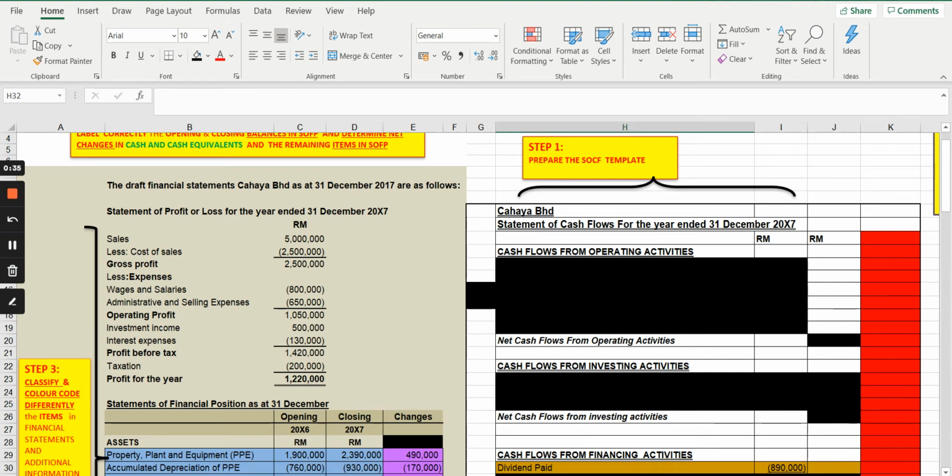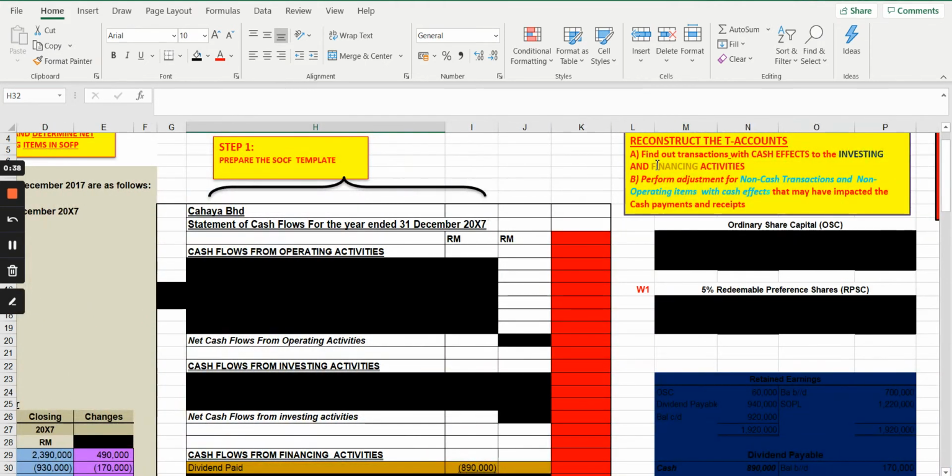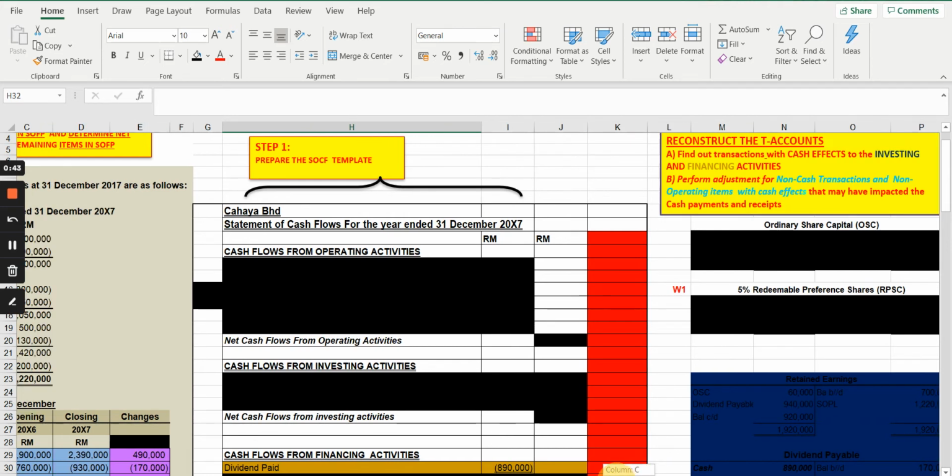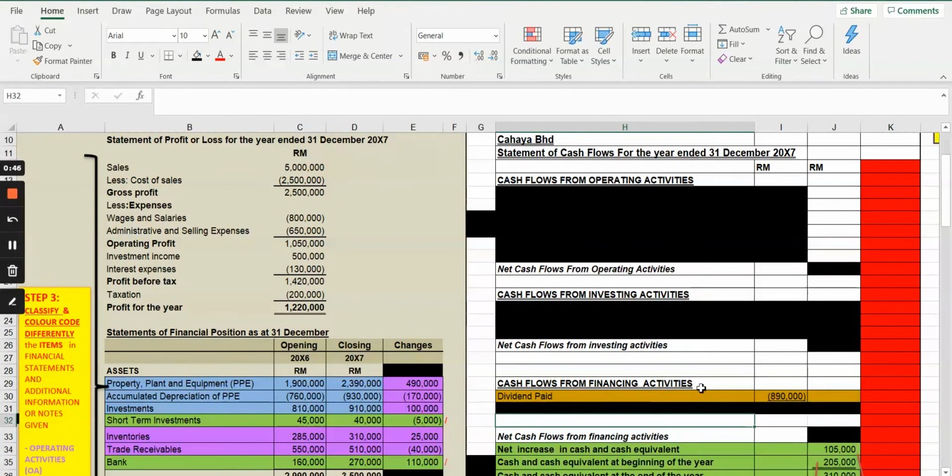So if you look, step 4 is what we were doing, which is to reconstruct the T accounts. So far we have not yet reconstructed the T accounts, and we are dealing with the cash flow from financing activities. And this was the place that we stopped earlier, right? In my first video, if you have not yet watched that, you can check the description below. I put the link to my first video discussing the same question of preparing the cash flow using the direct method.